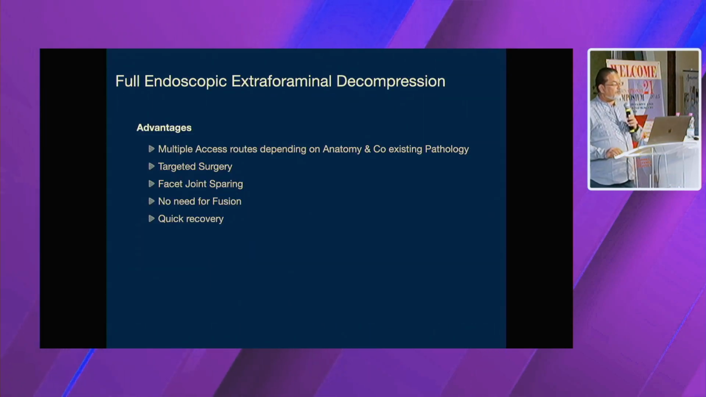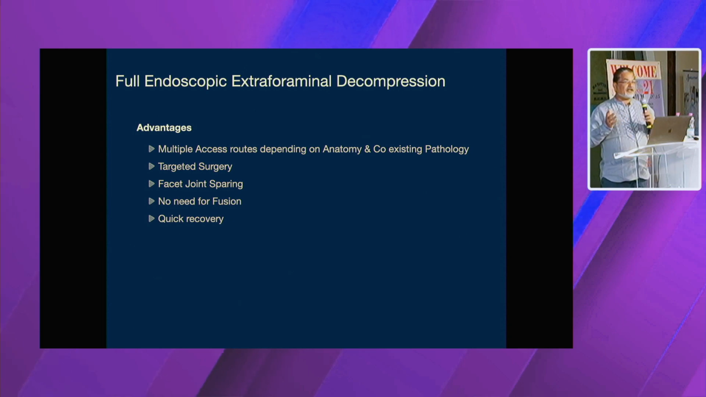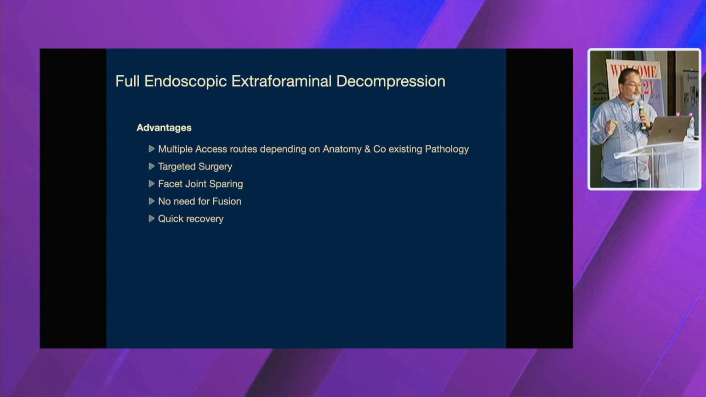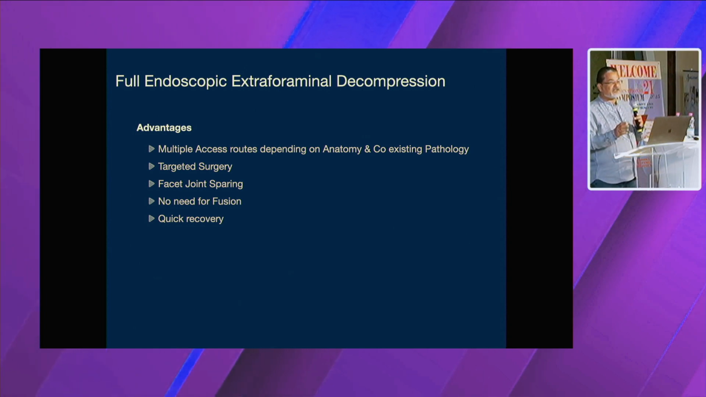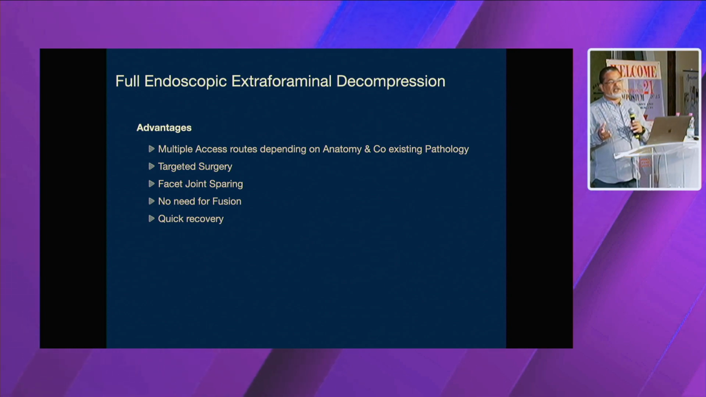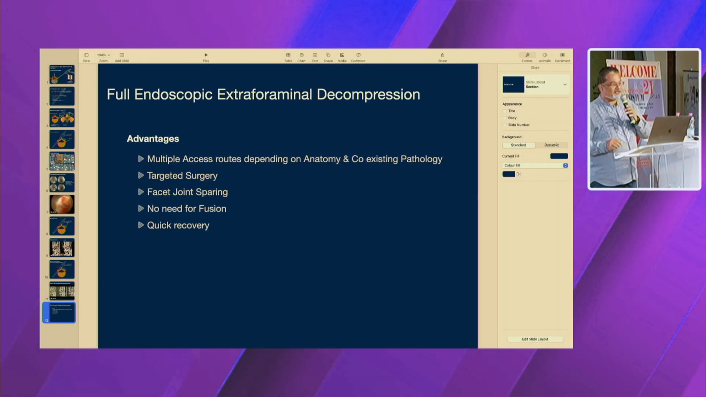So full endoscopic foraminal decompression has the advantage of multiple access routes depending upon anatomy and coexisting pathology. It's a very targeted surgery that you don't have to really take off the facet joint. It is completely facet sparing. There's no need of fusion just for the sake of taking off a herniation, and when there is no existing instability in this case. Patient's recovery is very fast, usually the same day or maybe 24 hours later the patient can be discharged home. Thanks a lot for your patient listening and the opportunity.